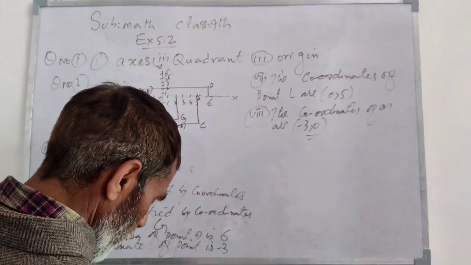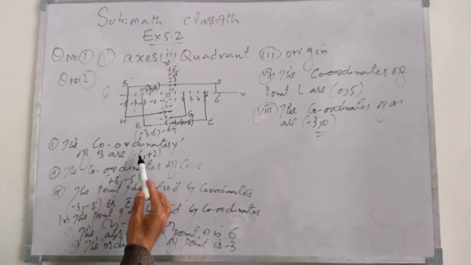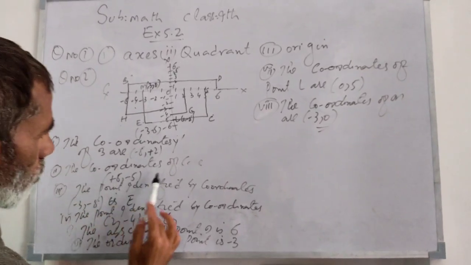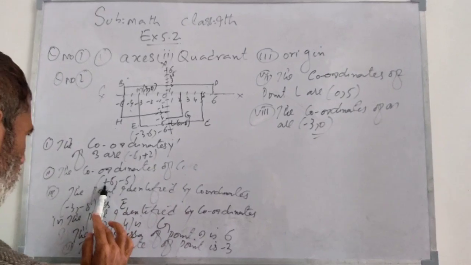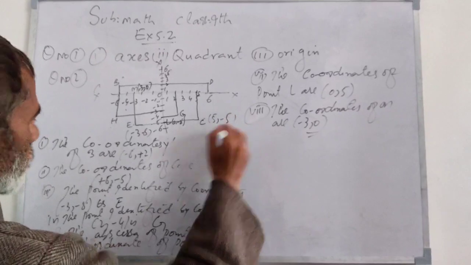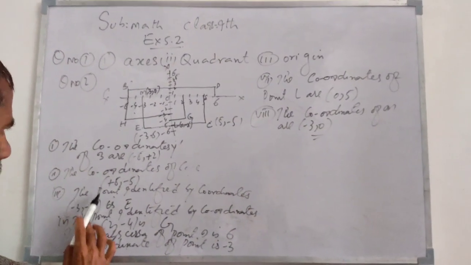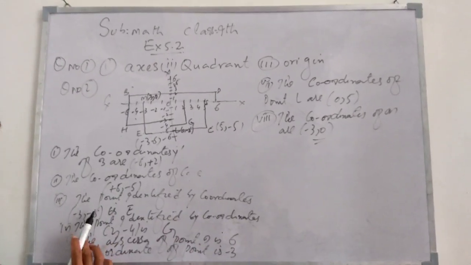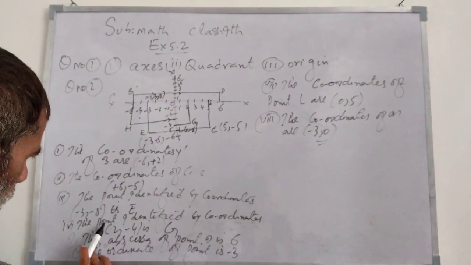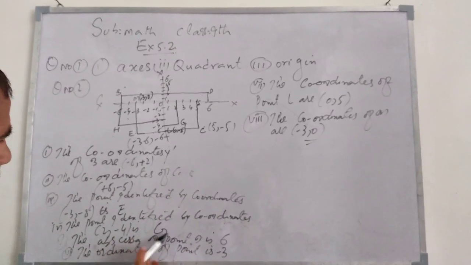First part, we have to give the coordinates of point B. The coordinates of point B are -5, +2. In second part, we have to give the coordinates of point C, which are +5 and -5. Similarly, in third part, we have to give the point identified by coordinates -3, -5, which is E. In fourth part, we have to give the point identified by coordinates -2, -4, which is G.